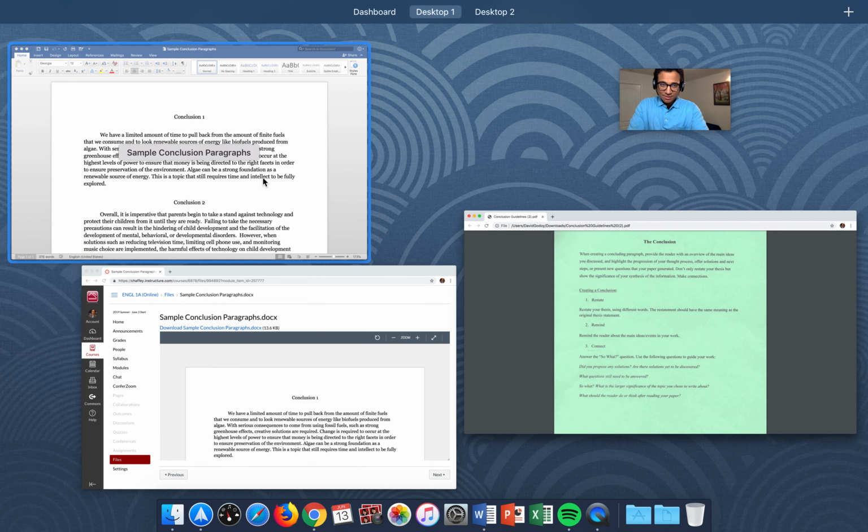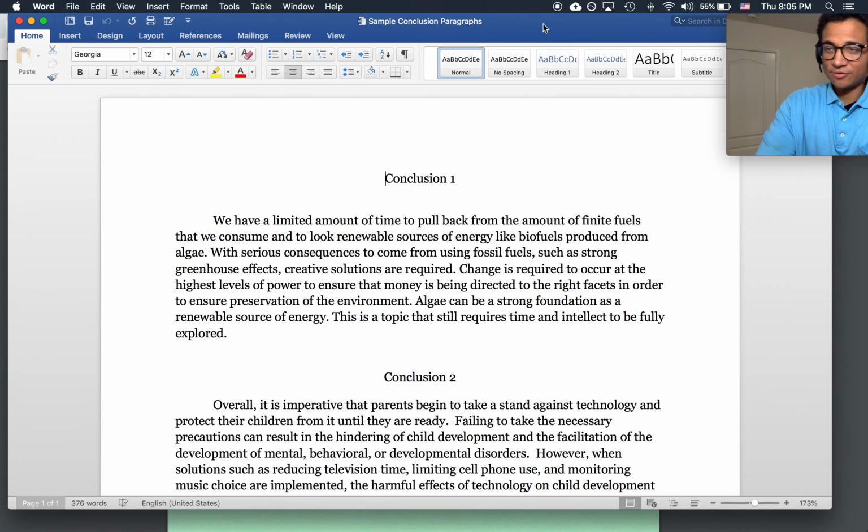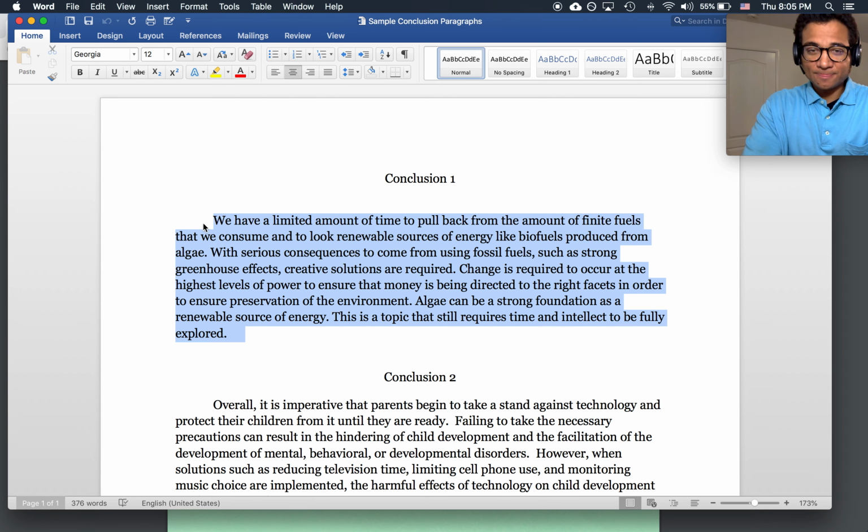So here, guys, are the conclusion paragraphs that the students who wrote those papers we were looking at for the intros actually did. We're going to look at 1 and 3 because that's what we looked at. So this was their final conclusion paragraph for the one about the fossil fuels and switching over to the microscopic algae as an alternative energy source.